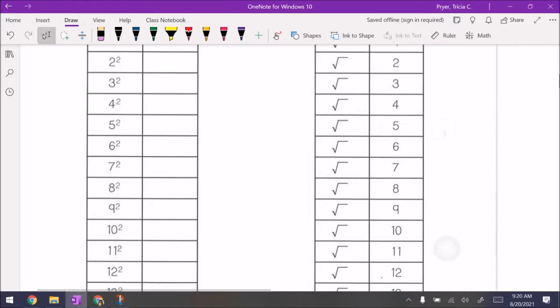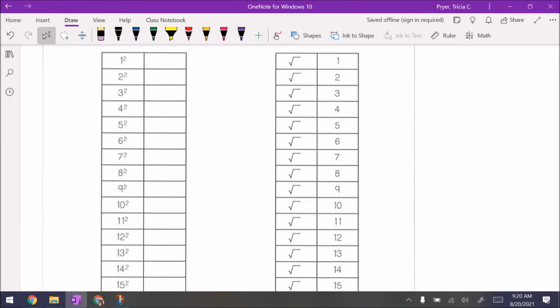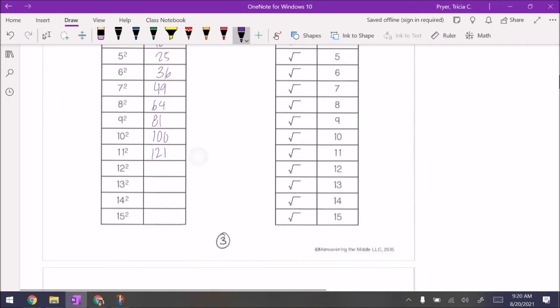Okay, now we get to fill all of this in. How fast do you think we can do it? Very fast. Okay, ready? What's 1 squared? 2 squared? 3 squared? 9. 4 squared? 16. 5 squared? 6 squared? 7 squared? 8 squared? 9 squared? 10 squared? 11 squared? 12 squared? 13 squared? 169. 14 squared? 196.